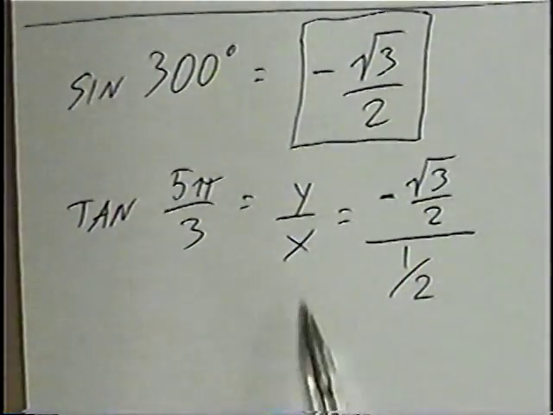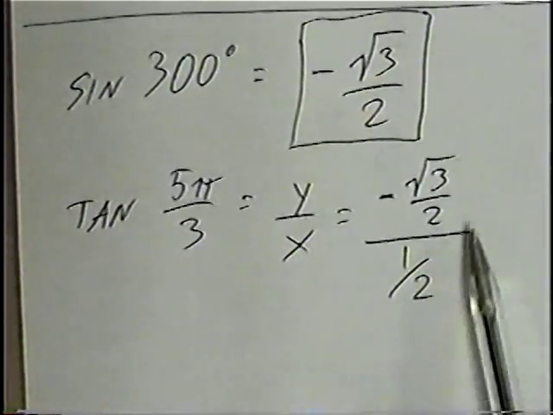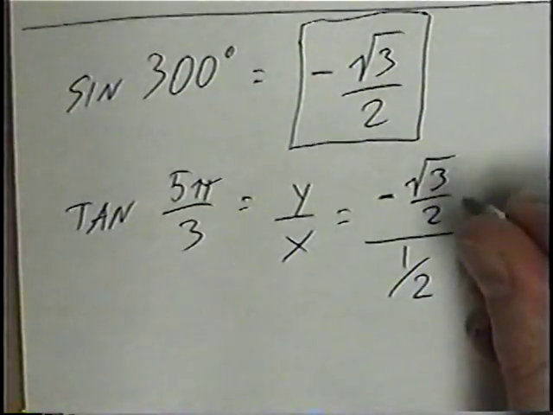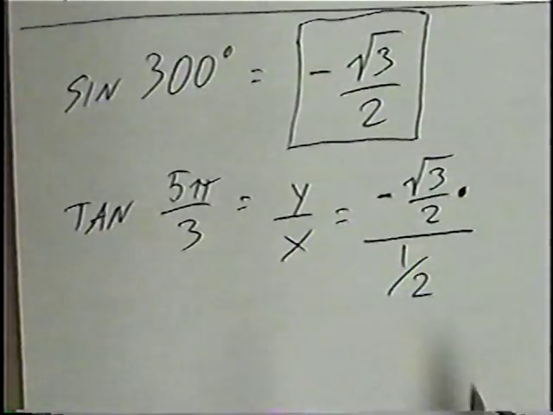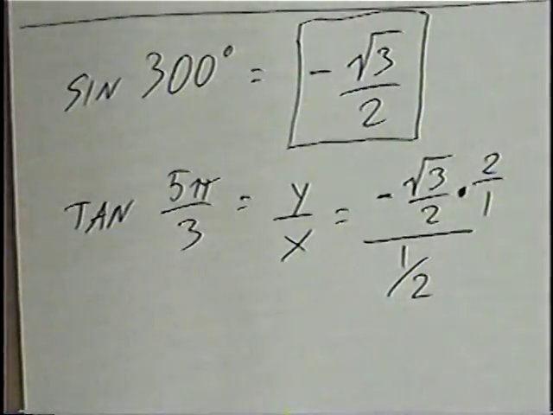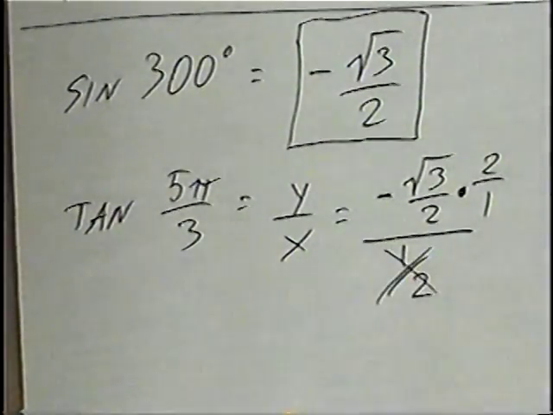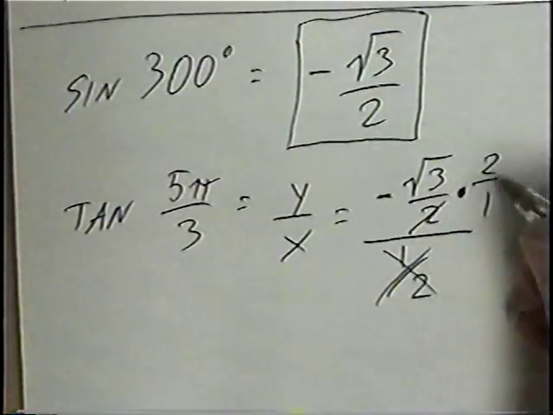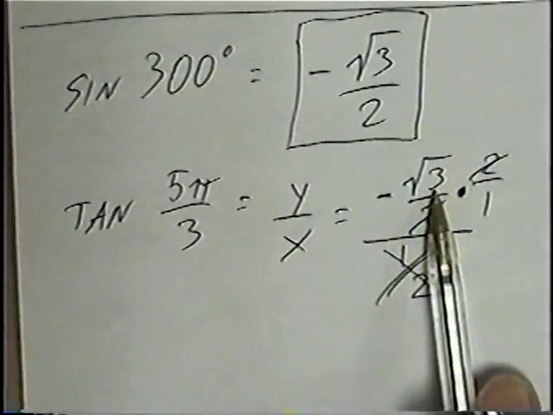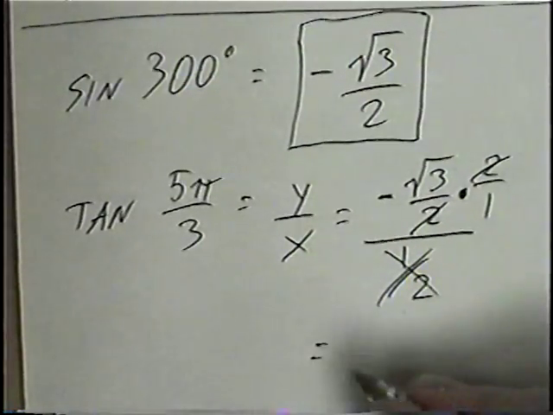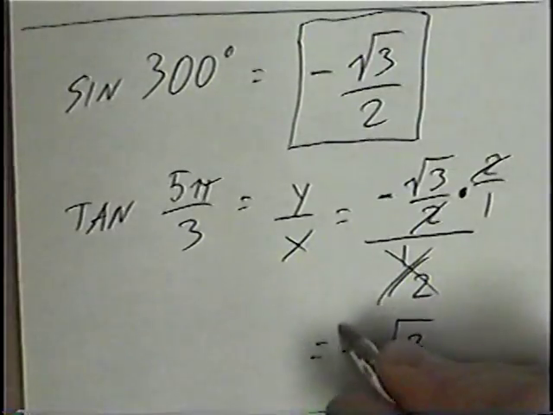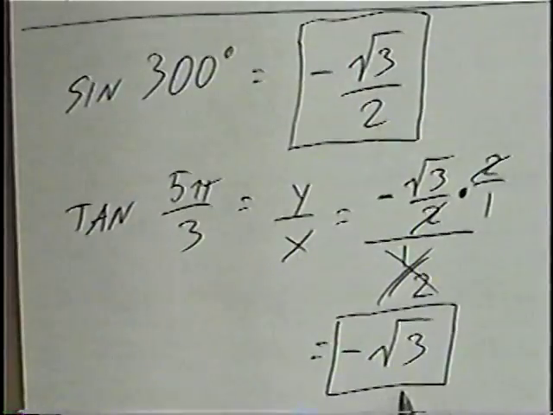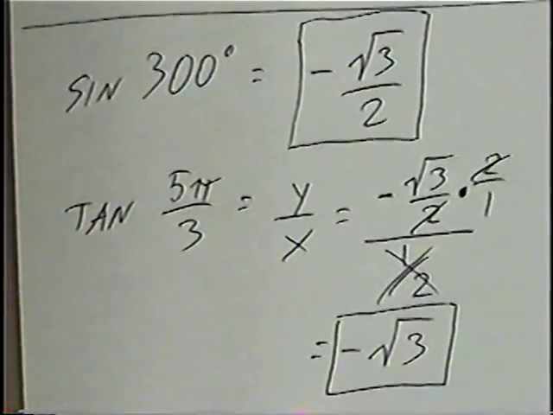So again, the tangent is the y divided by x. Simplifying, if we're dividing by a fraction, dividing by 1/2, instead of dividing by 1/2, we can multiply by the reciprocal, which would be 2 over 1. Multiplying straight across, or we can also cross cancel the 2's. We'll be left with negative radical 3 over 1, which is the same as negative radical 3. So the tangent of 5 pi over 3 is the same as negative radical 3.